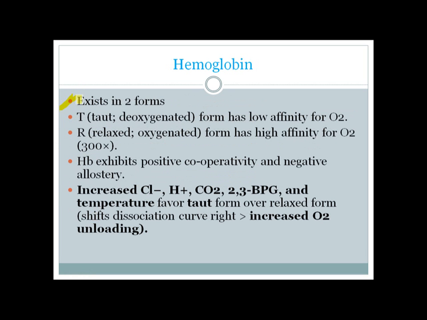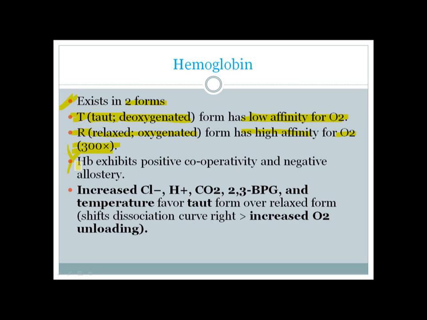Hemoglobin can exist in 2 structural forms. One is the taut form and another is the relaxed form. The taut or T form is found when the hemoglobin is deoxygenated, and the deoxygenated hemoglobin form has a low affinity for oxygen. And the relaxed or R form is the oxygenated form, which has a high affinity for oxygen. Actually, it has 300 times more affinity for oxygen in R form in comparison to the taut form.